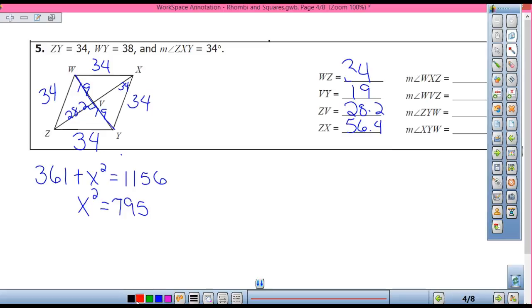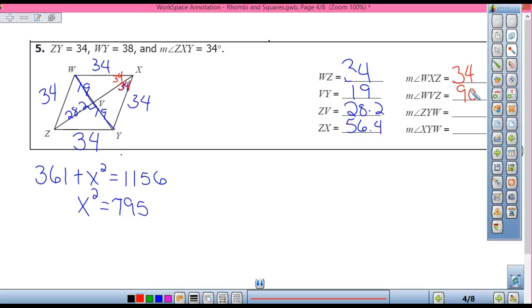Alright, so now let's talk some angles. We've got 34 up here. So WXZ has to be why? Diagonals bisect the angles. So WVZ is 90. Why? What is perpendicular? No, well, yes, but why? Diagonals are perpendicular. There you go.